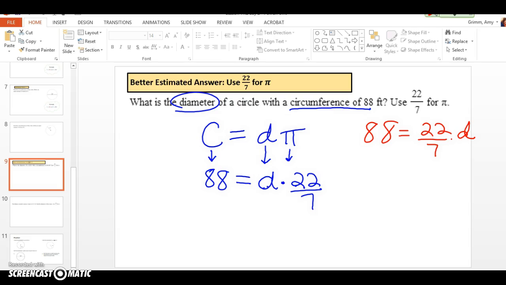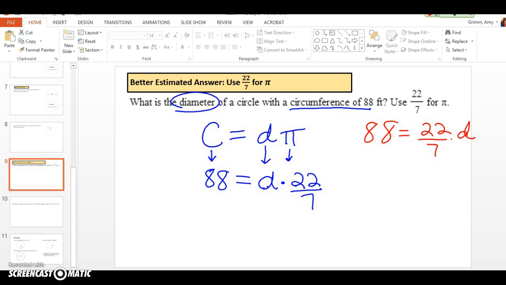How did I teach you to get rid of 22 sevenths? It's technically dividing each side, but I taught you a little trick to make it go quicker. Remember the trick to make it go quicker? I taught you to multiply each side by something. Okay, so all right, we'll do it the long way then. We'll do it your way.